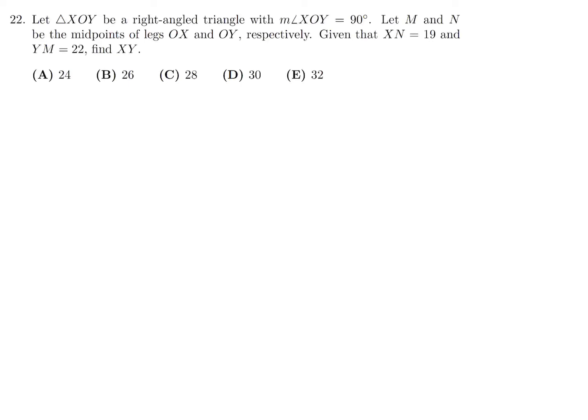In triangle XOY, let it be a right angle triangle with the angle XOY being 90. Let M and N be the midpoints of OX and OY, respectively. Given that XN is 19 and YM is 22, find XY. Okay, so a diagram is most definitely needed.